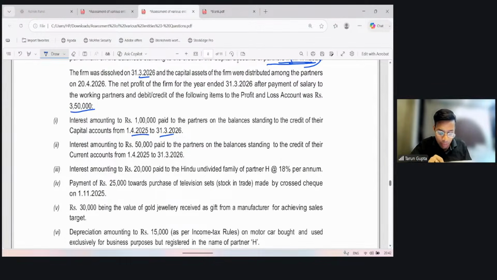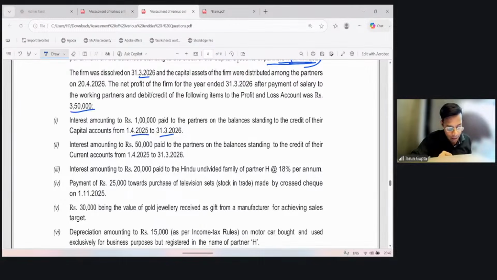Interest amounting to 50,000 paid to the partner on the balance standing to the credit of their current account from 1st April 2025 to 31st March 2026. The firm has paid 1 lakh as interest on capital account and 50,000 as interest on current account for the entire year. In both cases, the interest was paid for the entire year with effect from 1st April 2025.